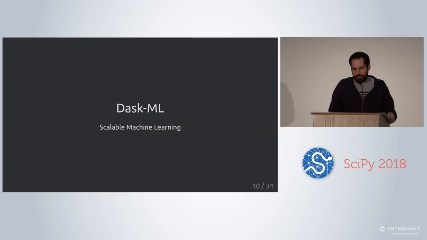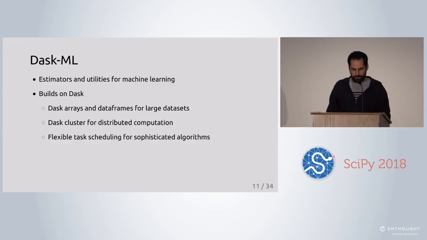to make it easier to scale machine learning workflows. dask-ml provides estimators and utilities for machine learning. They build on Dask, and some of them can use Dask-specific data structures like Dask arrays or Dask data frames to handle a data set that doesn't fit in memory. And also leverage the ability to tap into many CPUs on a cluster for distributed computation when your main workload is bottlenecked by the CPU.